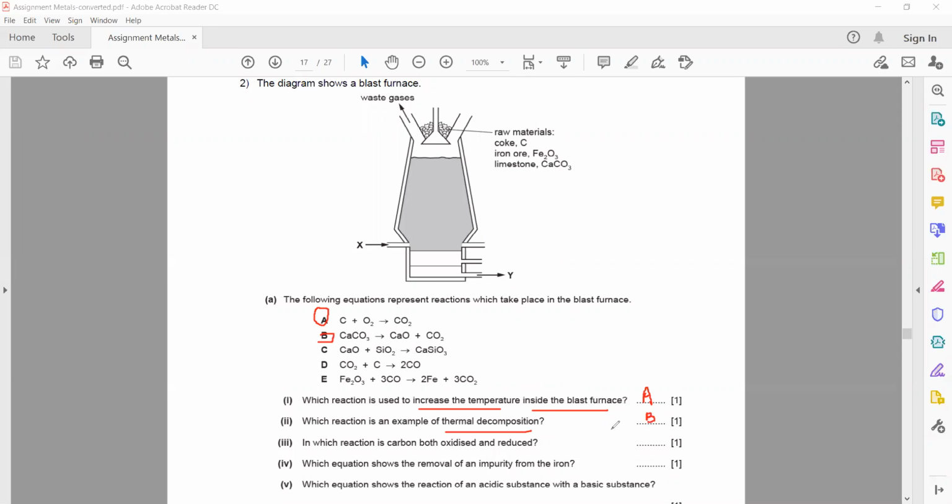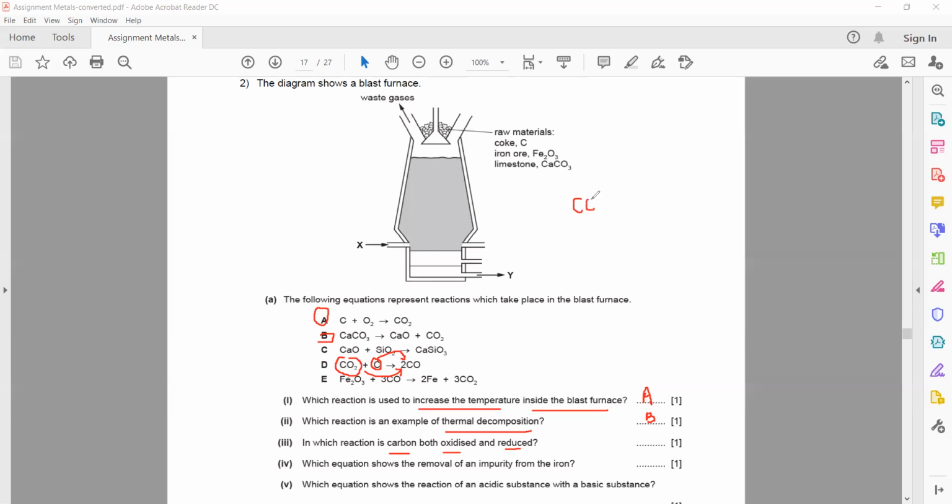In which reaction is carbon both oxidized and reduced? The term oxidized means addition of oxygen, and reduced means removal of oxygen also. D is the right answer. You can see, when carbon dioxide becomes carbon, oxygen is removed, so that is reduction. But when carbon becomes carbon monoxide, oxygen is added, we call that oxidation. So both oxidation and reduction happen.